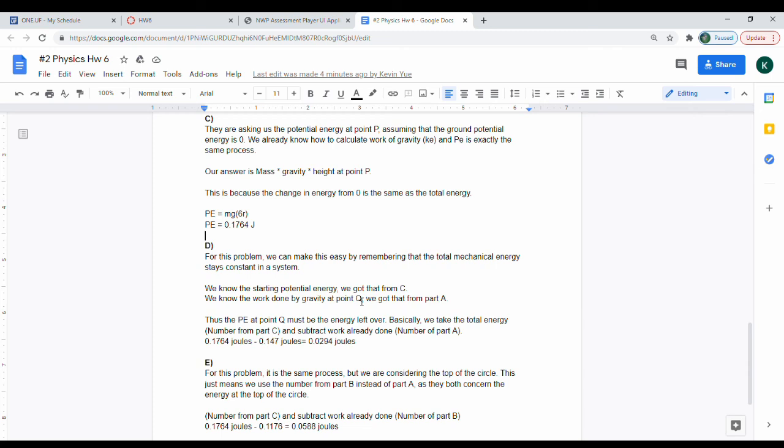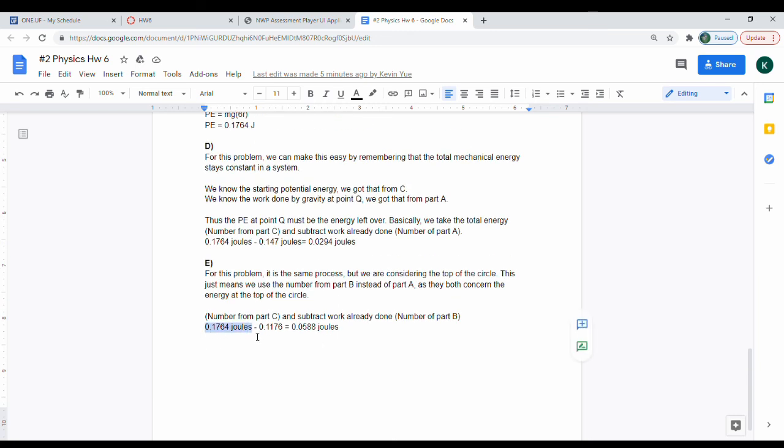And this question is asking about point Q. And we already know the work done by gravity at point Q. So the work done by gravity at point Q plus the potential energy has to equal the total potential energy, because mechanical energy is conserved. So you can just take your total joules, minus the number you got from part A, and that will give you D. And for E, it's the same process.